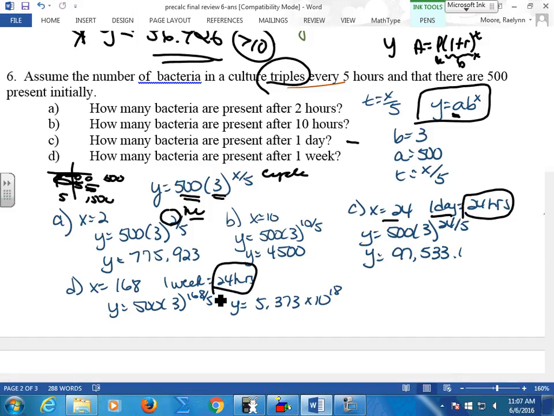Carlos? Which one? This one? Y equals 9... oh, it got cut off somehow. 97,533 point something. I don't know. Got cut off. Like I said, something's weird with my Word. Some of them work, some of them come out weird looking.